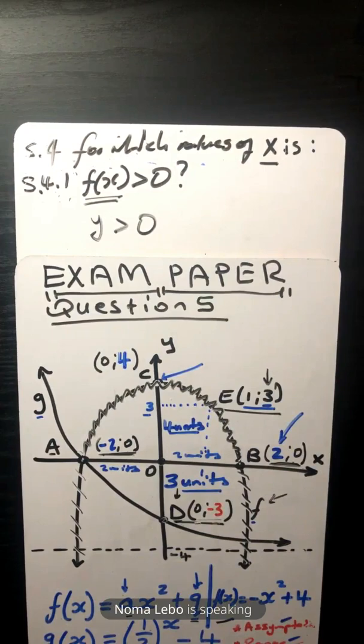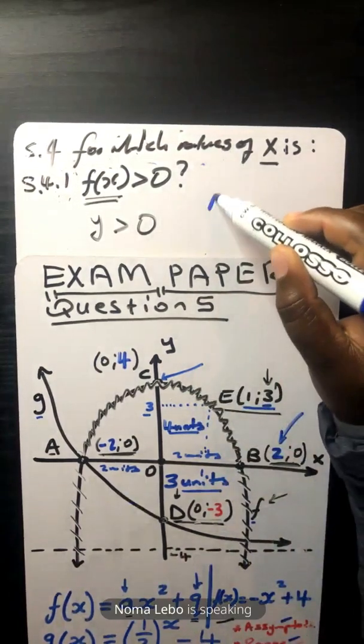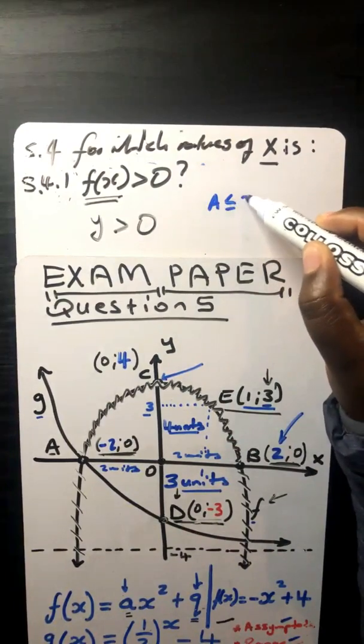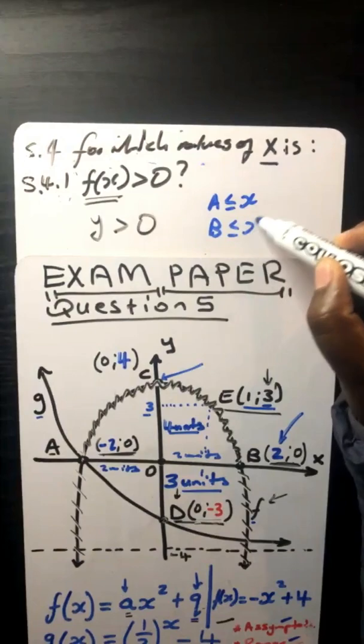Okay, a less than or equal to x, and b less than or equal to x. So you said a less than or equal to x, and you say b less than or equal to x.